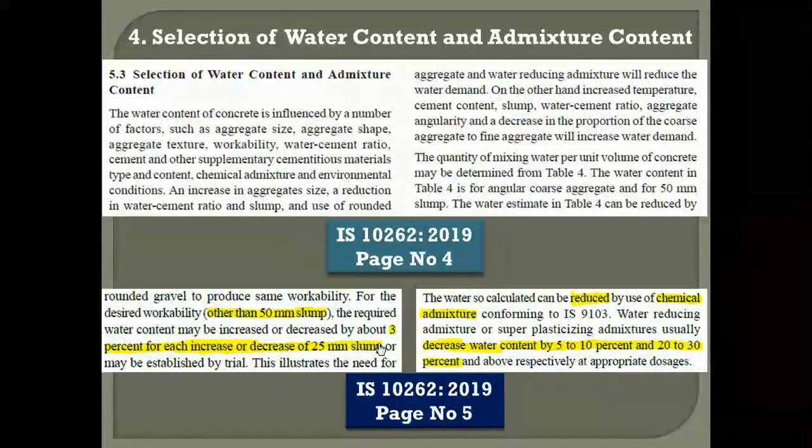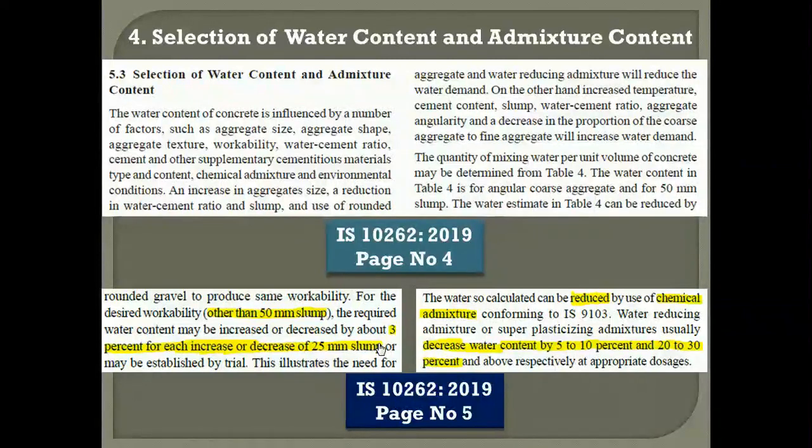The water content of concrete is influenced by many factors: size, shape, texture, workability, water cement ratio, mineral admixtures and chemical admixtures, as well as the environmental condition. If you use rounded aggregate, the water demand is less. If you use angular aggregate, the water demand will be more. If you want to reduce the water content, you can add water reducing admixtures to improve the strength. These theoretical aspects we have already studied in fresh concrete, so I will directly jump to whichever is required for the calculation.